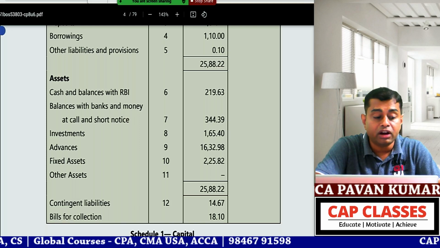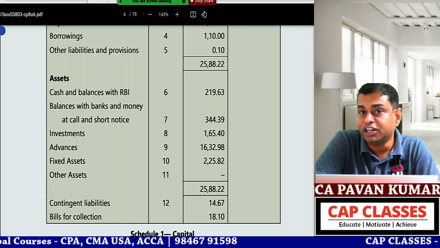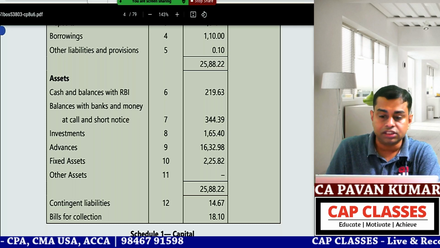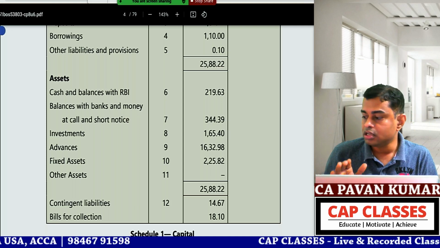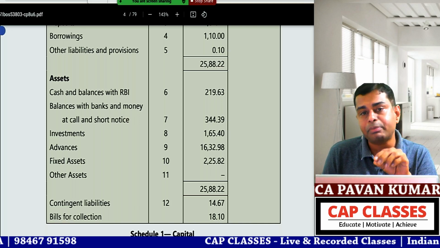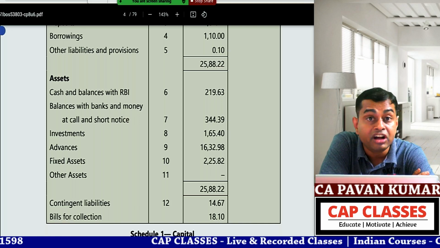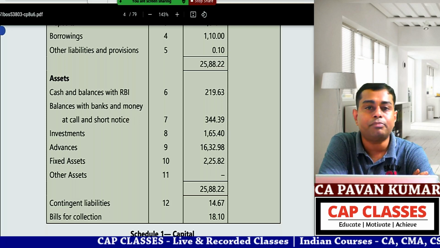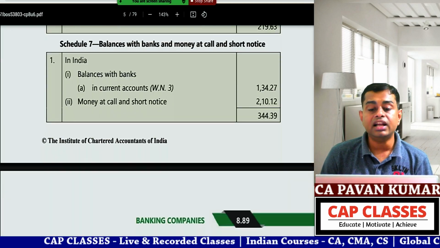In the notes, if you read the solution, they have done one extra calculation, the SLR requirement, which is actually not asked in the question. With whatever notes I have given, the problem is over. They have done one step extra. Shall we learn that one extra step also? They have calculated the SLR requirement. How did they calculate it?